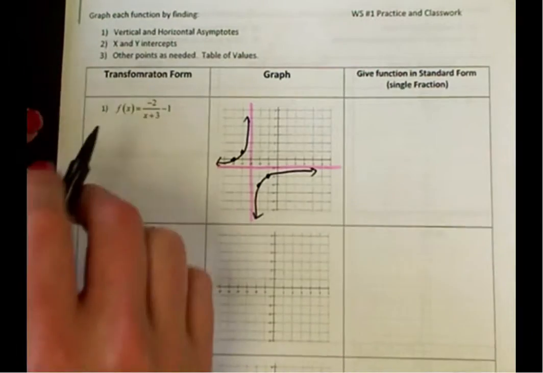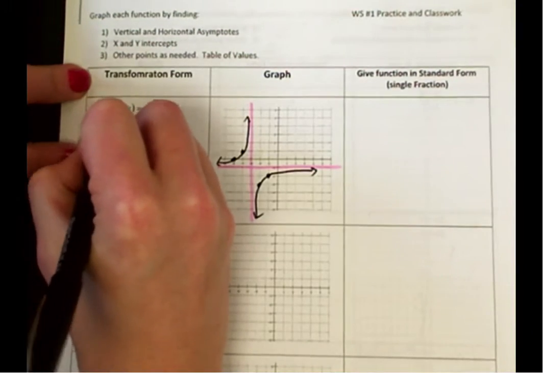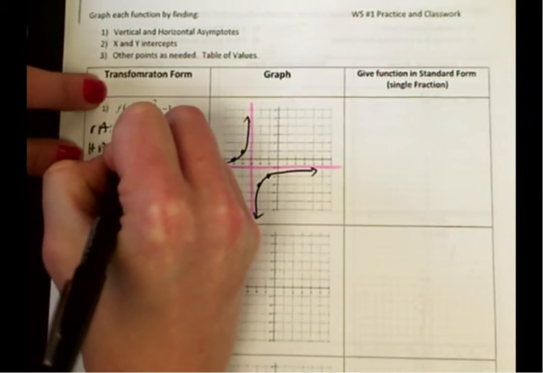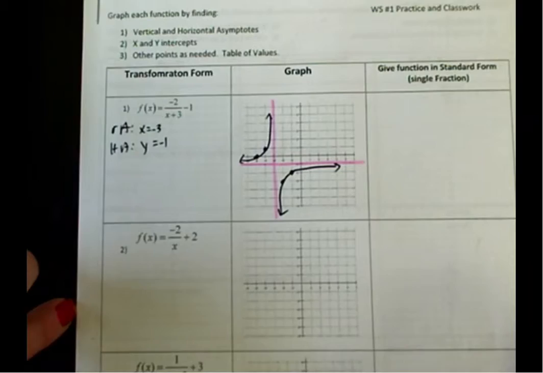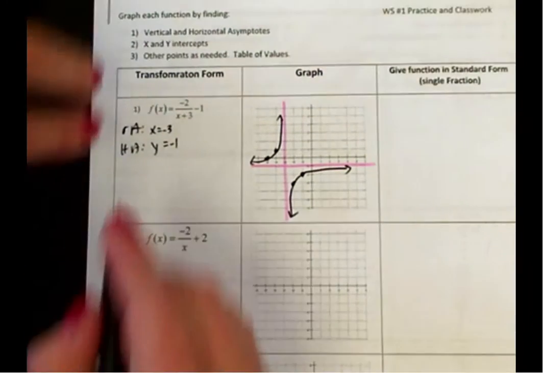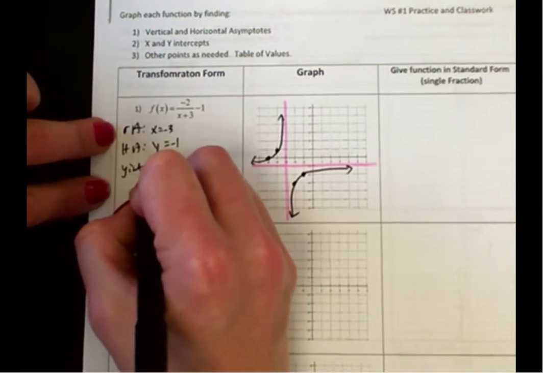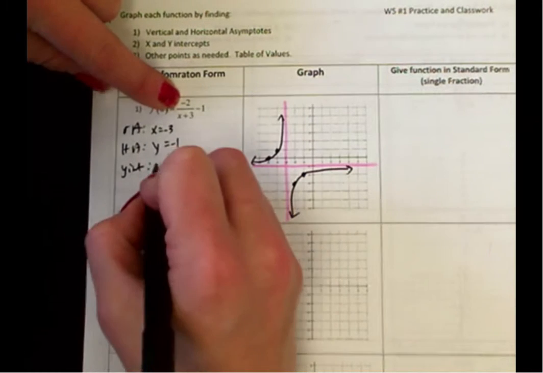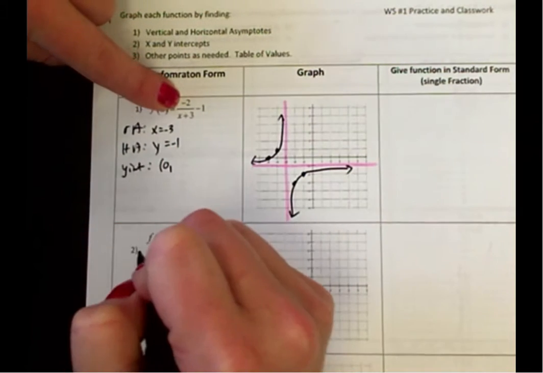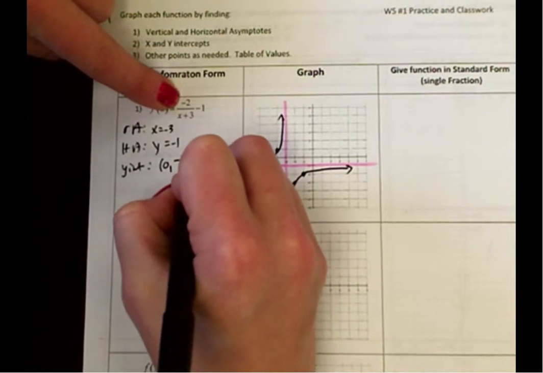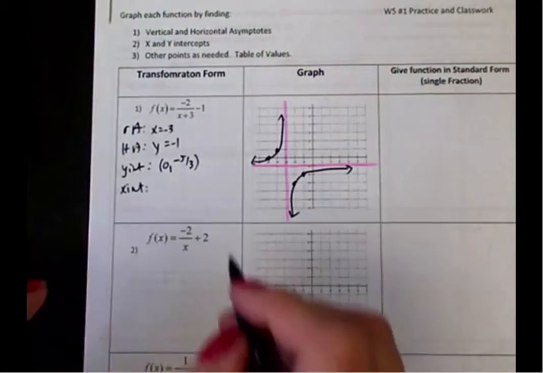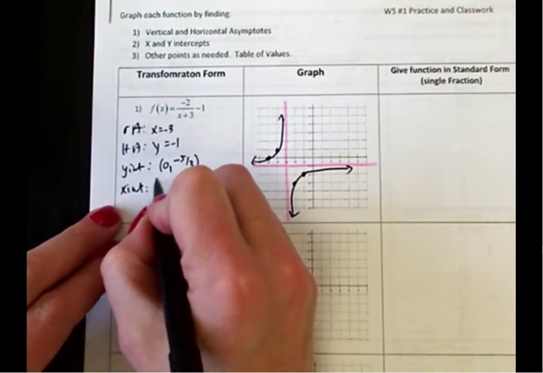Okay. So let's see, vertical asymptote, x equals -3. Horizontal asymptote, y equals -1. Okay. X and y intercept. So I'm going to do the y-intercept first. -2/3 minus 1 is -5/3. Okay, x-intercept puts a 0 here.